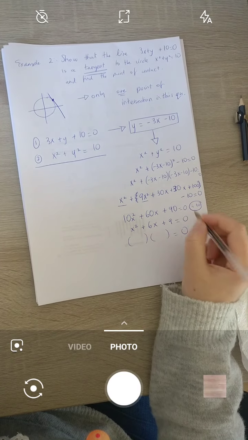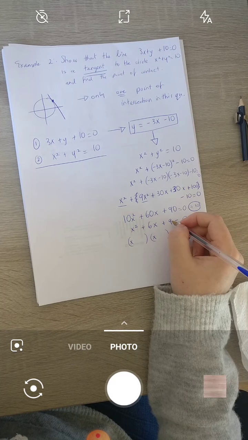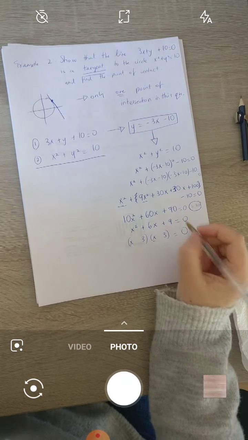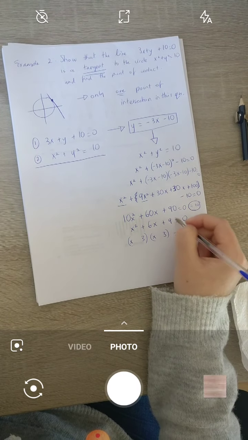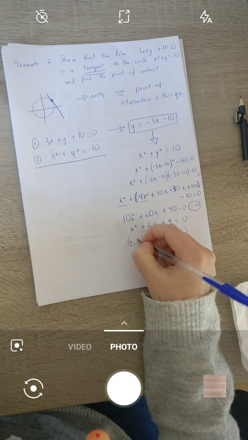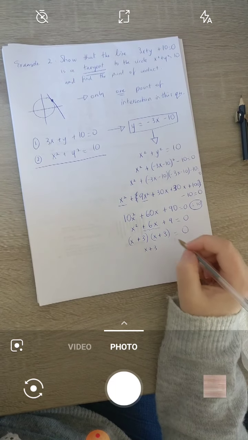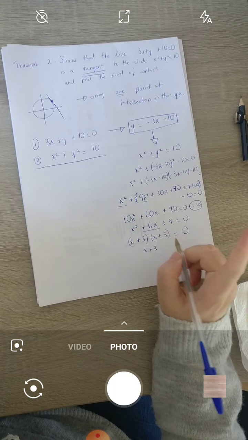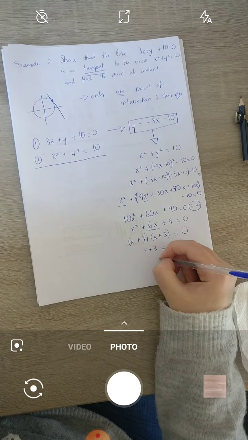Back to back brackets, x by x is x squared. Factors of 9 are either 1 by 9 or 3 by 3, and we're going to use 3 by 3 because the 3 and the 3 will give us a 6. So we're looking for the same signs because the constant is positive, and because we're looking for a plus 6, they're both going to be plus. Now what you should notice here, we have the same bracket. And this is because there's only one point of intersection. So we don't need to use both brackets because it's going to give us the same answer.